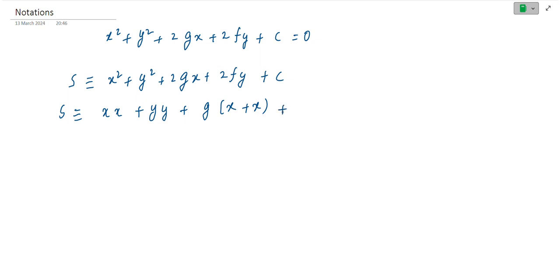In a similar manner, 2fy can be written as f times of y plus y, plus c. Still it is S only. Now another notation we get is S1. What is the meaning of S1?